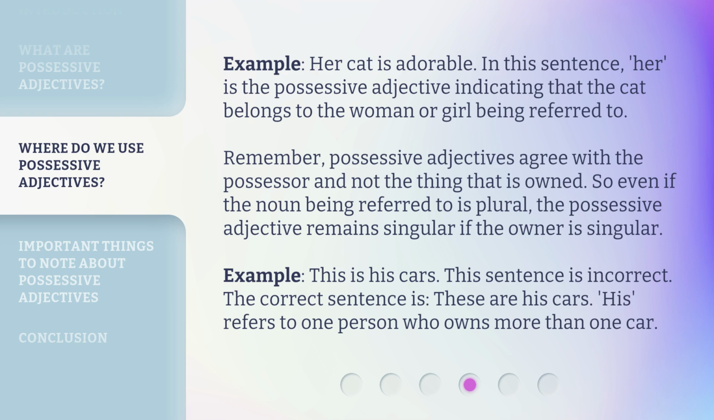So even if the noun being referred to is plural, the possessive adjective remains singular if the owner is singular. Example: this is his cars. This sentence is incorrect. The correct sentence is, these are his cars. His refers to one person who owns more than one car.